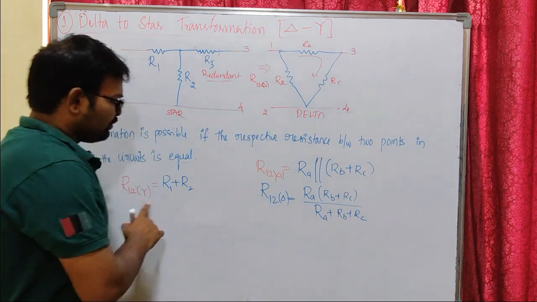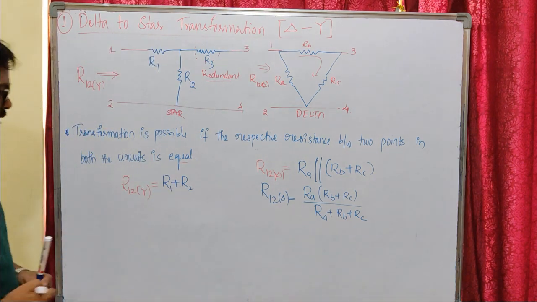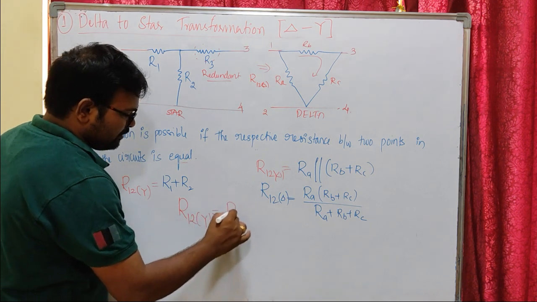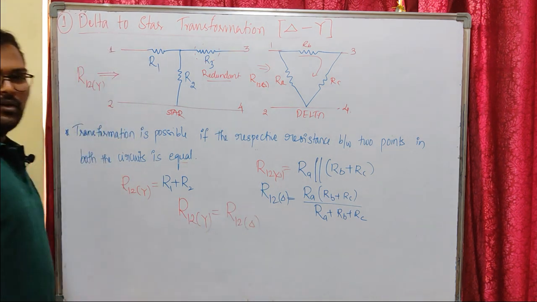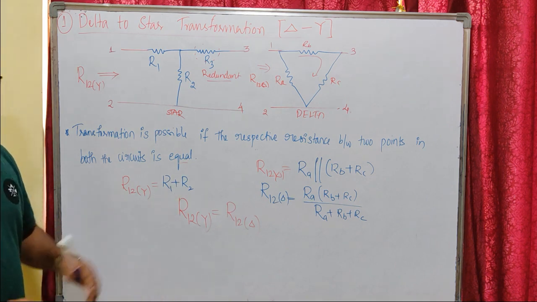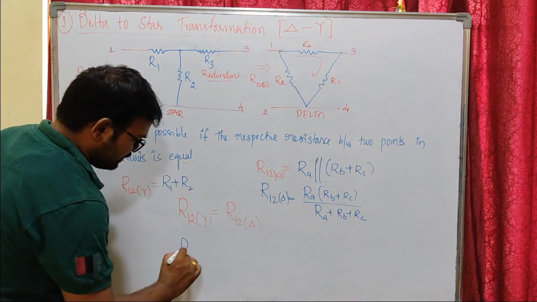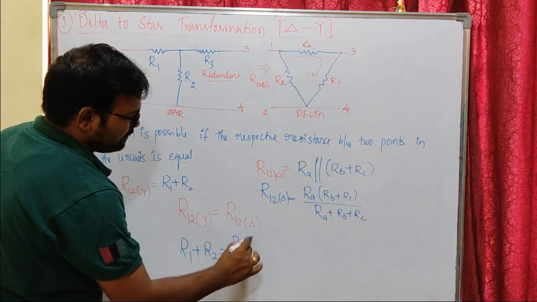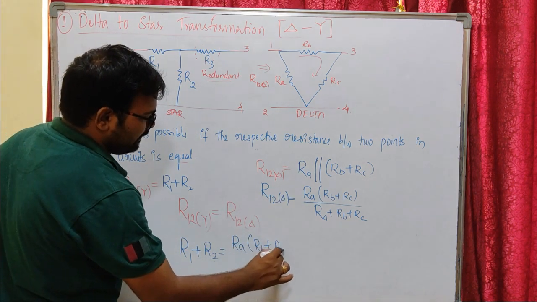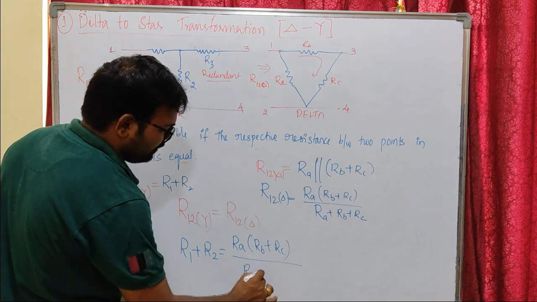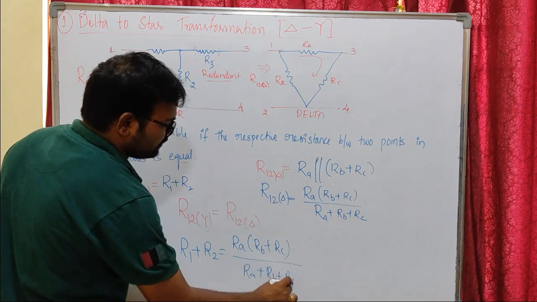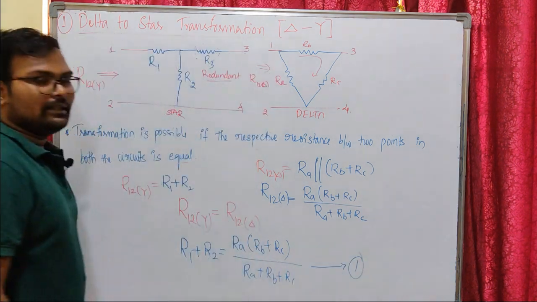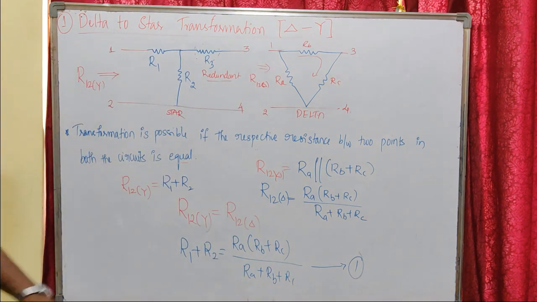We need to equate R12 star and R12 delta, and only then is our transformation possible. So I am going to equate R12 star to R12 delta. R12 star is R1 plus R2, which is equal to this expression: RA multiplied with RB plus RC over RA plus RB plus RC. So this is what we have obtained so far. Let us treat it as equation 1. So this is R12 star.